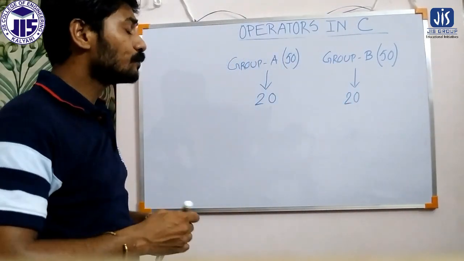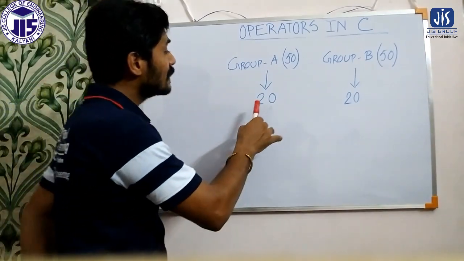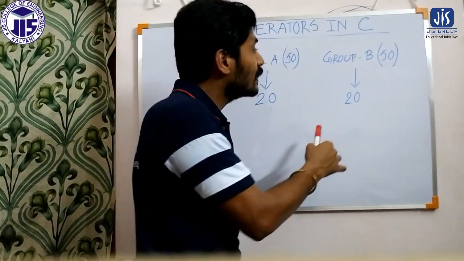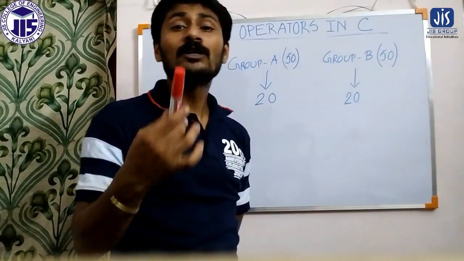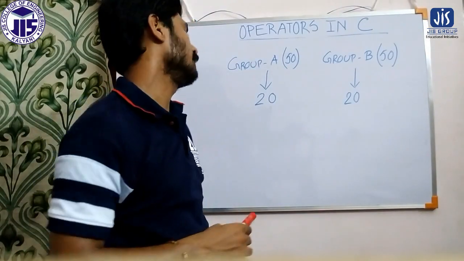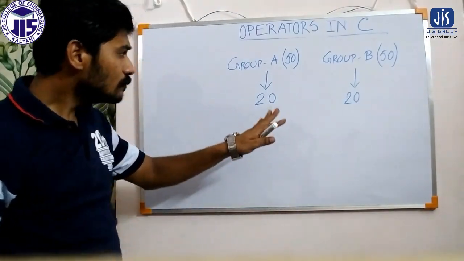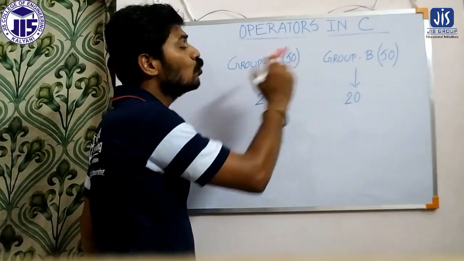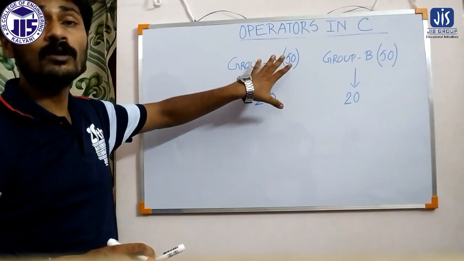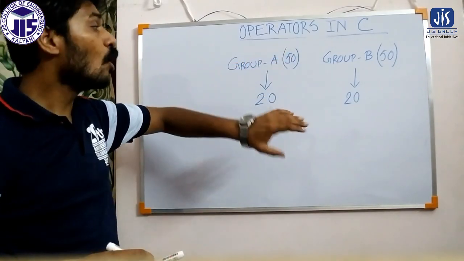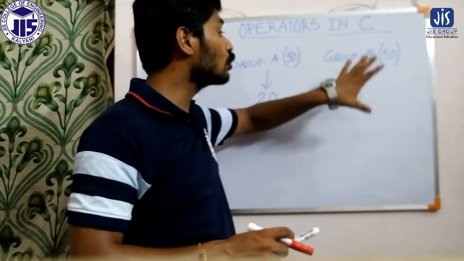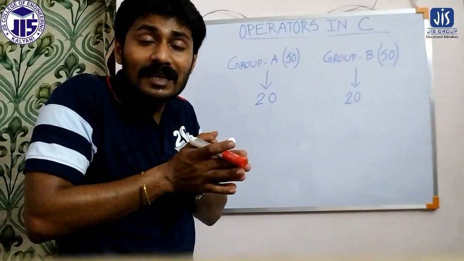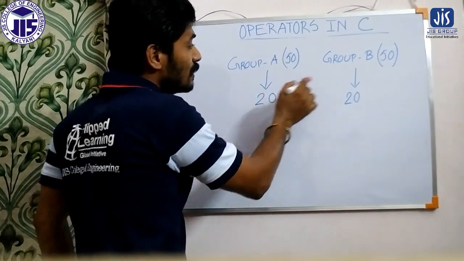So now if your score is greater than or equal to 20 in Group A and also greater than or equal to 20 in Group B, then the student will qualify. Here, whether you are qualifying or not depends on two conditions. One condition, you have to score at least 20 in Group A, and the other, you also have to score at least 20 in Group B. So the qualifying condition is two here. This is condition 1, this is condition 2.